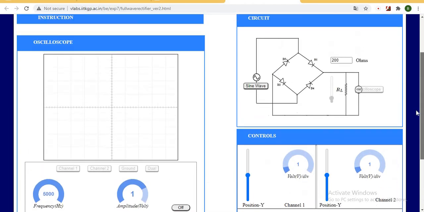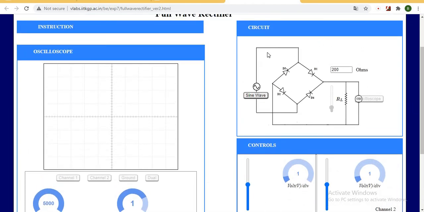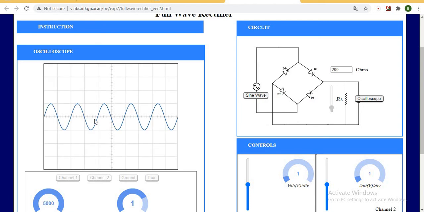As soon as you turn on the supply, during the positive half cycle, which two diodes will conduct? Diode D1 and diode D2 will conduct. So the current will flow from the positive side of the voltage to the diode D1 and to the resistor and to the diode D2 and to the negative point of the supply. So if you click the sine wave, you will get the sine wave.